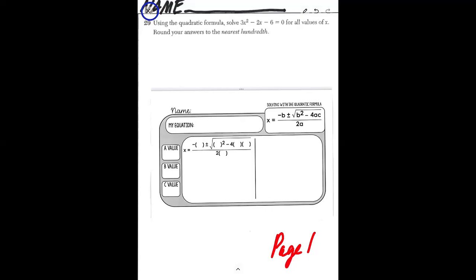I am going to do a series of videos from the quadratic formula packet that I gave you. I told you that I was going to do a few questions from there, so I am. And here are the questions that I'm going to do.